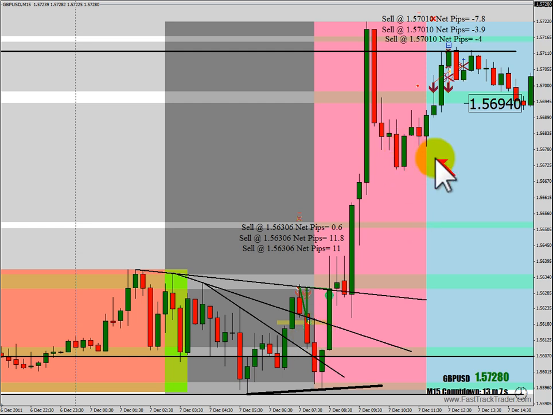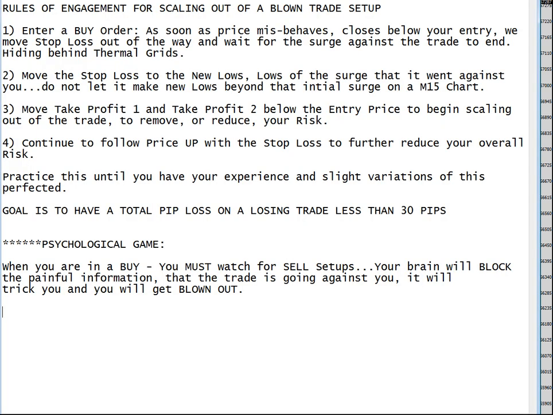Then at London close, we had a class, and here it went up, it rejected this line, and it came right up to this cluster. And that was a big figure, 57.00. So I got in at 57.01. It slipped a little bit. Well, price starts closing above, and we got into trouble. So let me share this little rules that I put together right here.